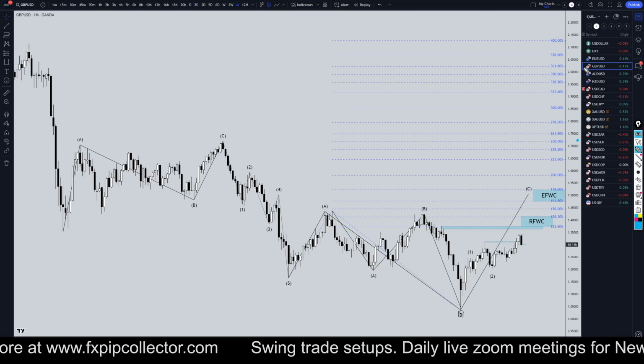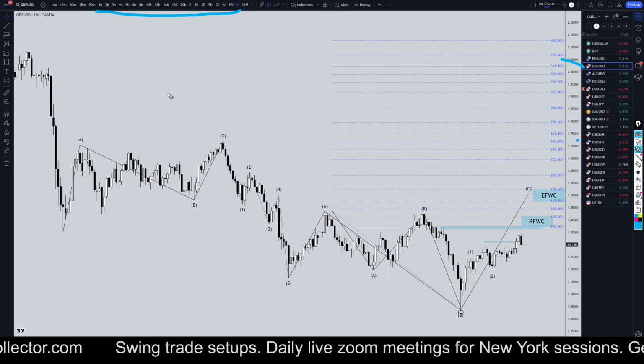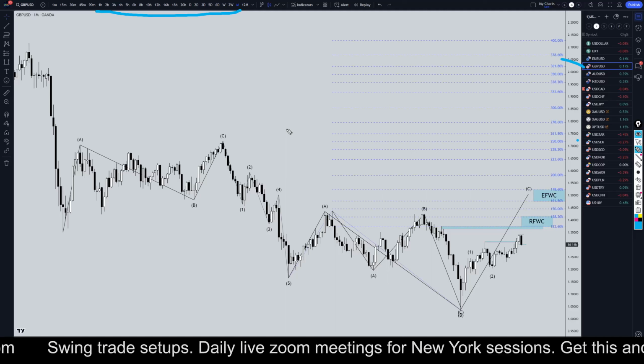I'm going to be analyzing the pound US dollar, starting on the monthly, working my way all the way down to the 1 hour time frame for the full top-down analysis.